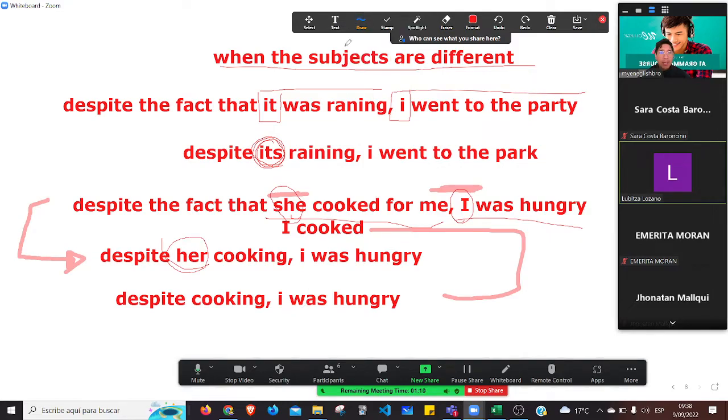Ah, ok, ¿qué pasa? Ok, para hacerlo más claro, cuando los sujetos son distintos, tengo que poner el posesivo. Entonces voy a poner el posesivo de she as her. Entonces digo, despite her cooking, I was hungry. En el caso anterior, imagínate que había puesto despite the fact that I cooked, I was hungry. En este caso son iguales, por lo tanto no tengo que poner nada. Ah, okay, understood. Okay, so are you ready for practicing?